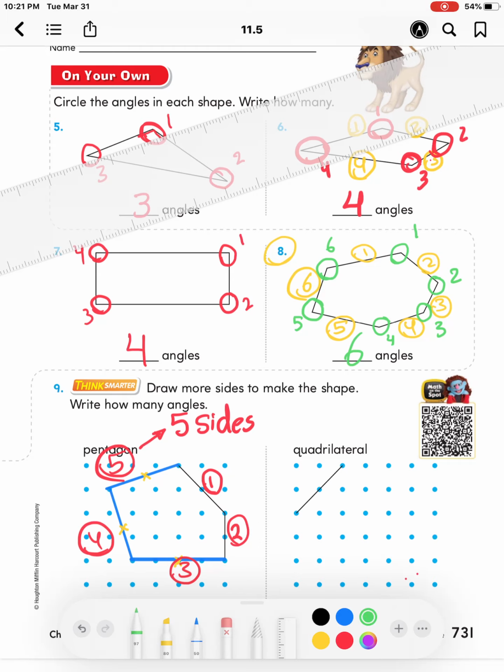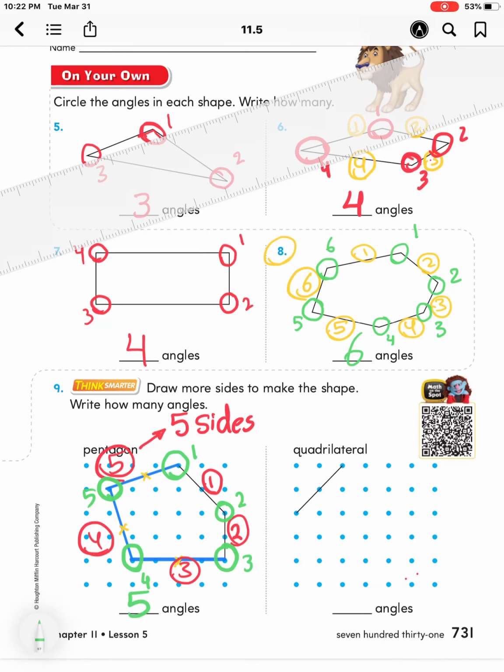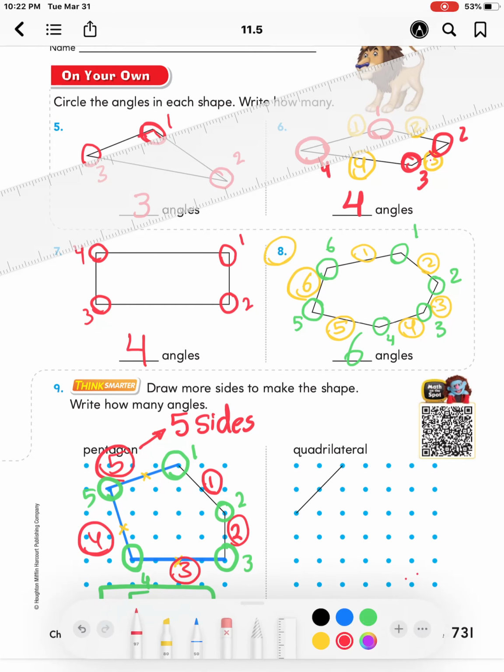Now we need to figure out how many angles. As I told you before, whenever we have two sides that meet together, they are going to form an angle. So here is an angle, another one, more, and finally this. Let's count how many angles. 1, 2, 3, 4, and 5. So here we have 5 angles. Excellent. Good job, boys and girls. Now, let's move to the next part.